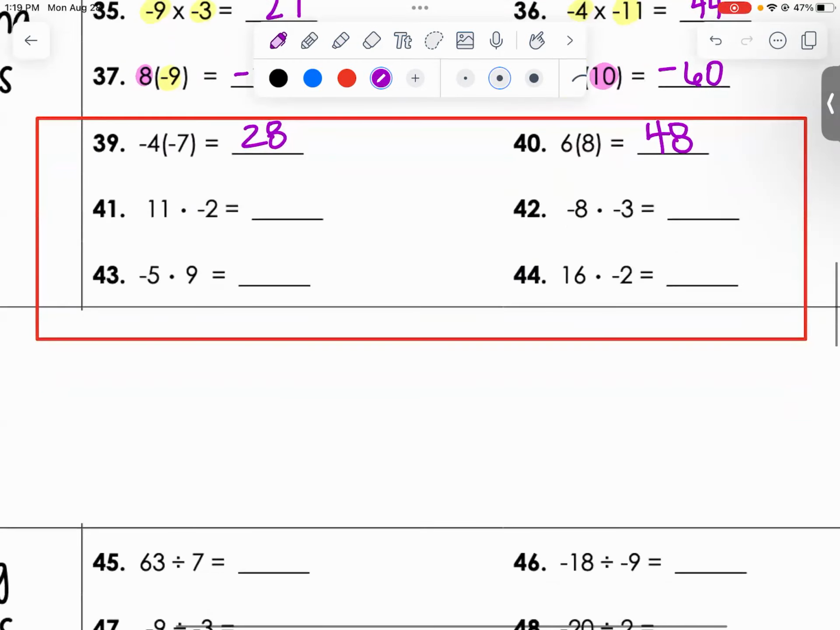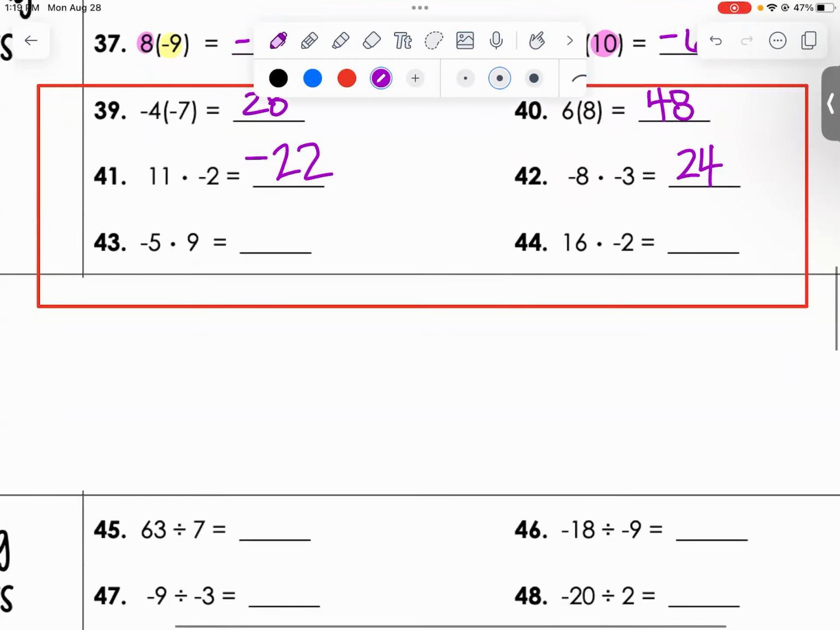Okay, great. Number 41, Sophie, what do you have for this one? 11 times -2. All right, -22. Does anybody disagree? Okay. Madison, what about this one? -8 times -3. +24. Awesome. Okay. Number 43.